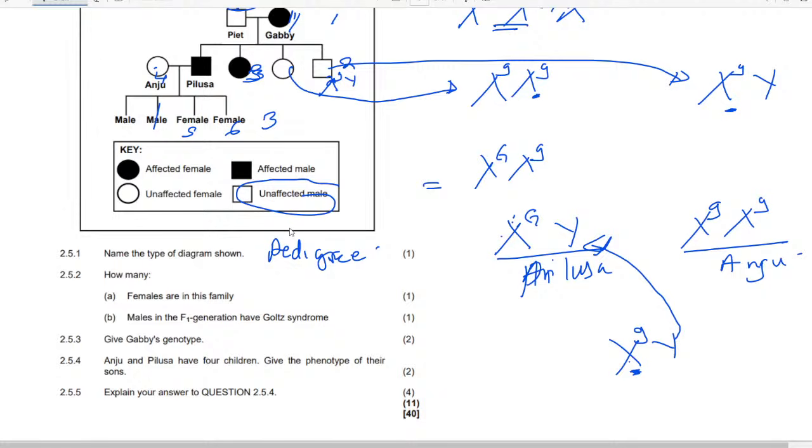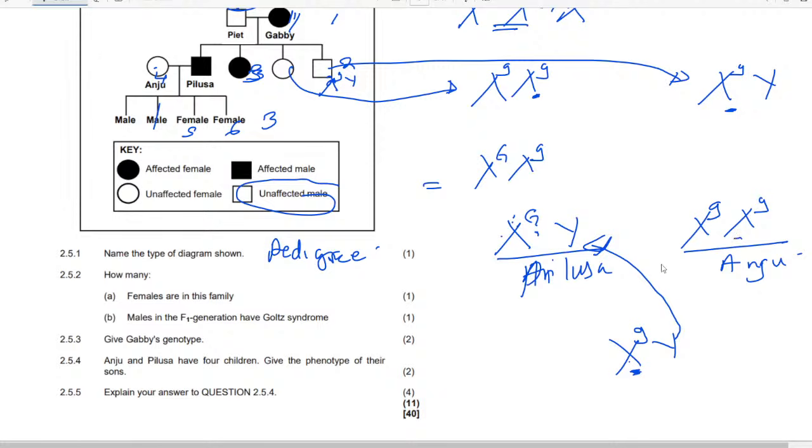Explain your answer. It's the same thing; this question is similar to the question we attempted before. Why are you saying they're going to be unaffected? You can say that Pelusa is affected, a dominant allele, while Anju is unaffected.